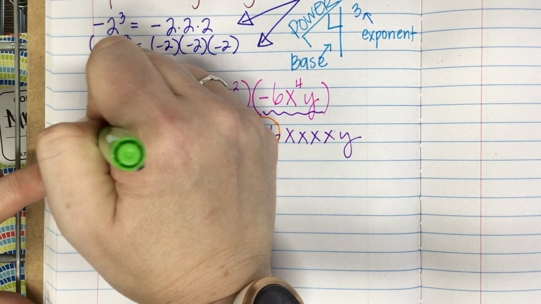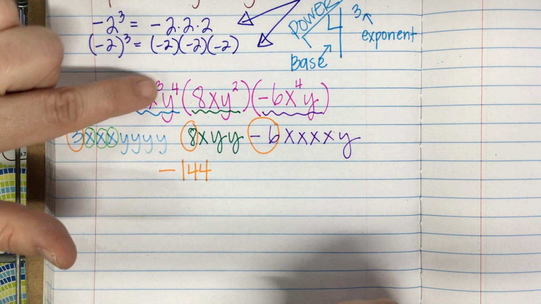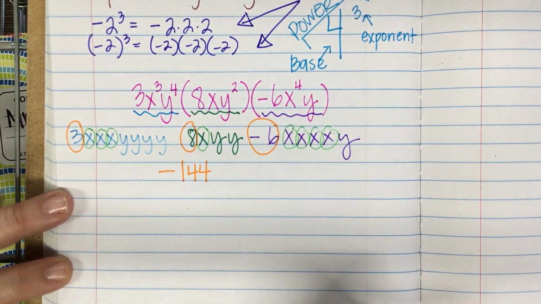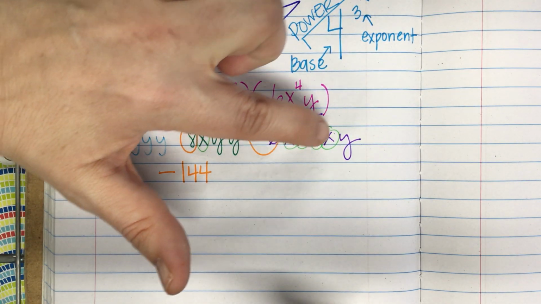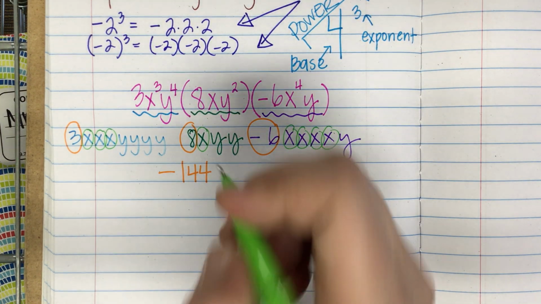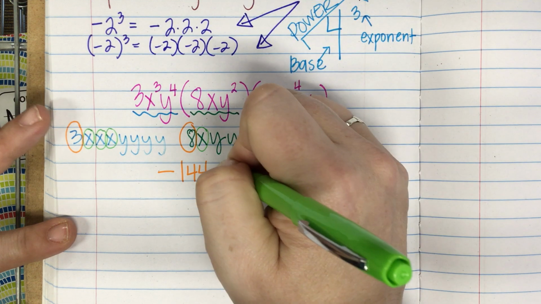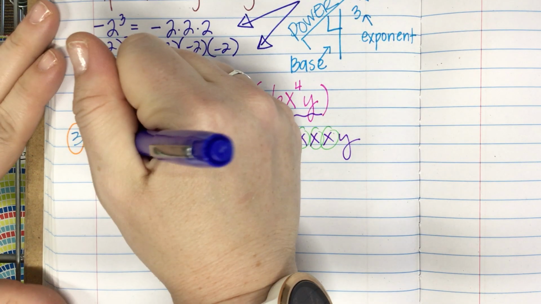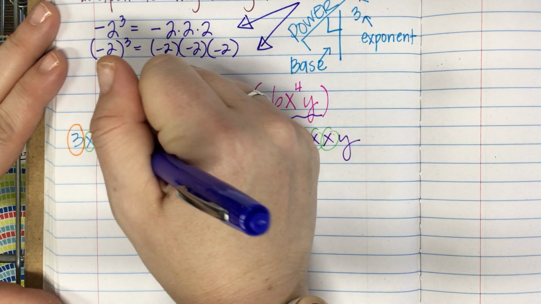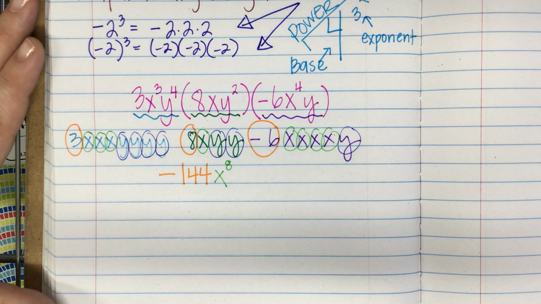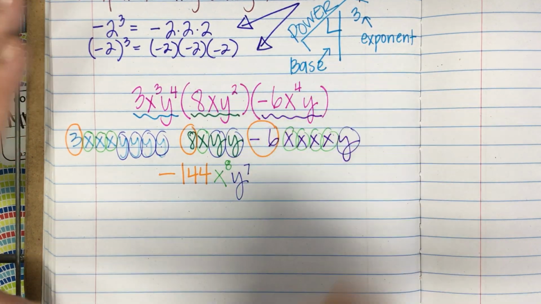And then I know that there's 1, 2, 3 x's. X times x times x is x to the third. Altogether there's 1, 2, 3, 4, 5, 6, 7, 8. It's x times x times x times x times x times x times x times x, which is x to the 8th. And then I have 1, 2, 3, 4, 5, 6, 7 y's. Y times y times y times y times y times y times y, which would be y to the 7th.